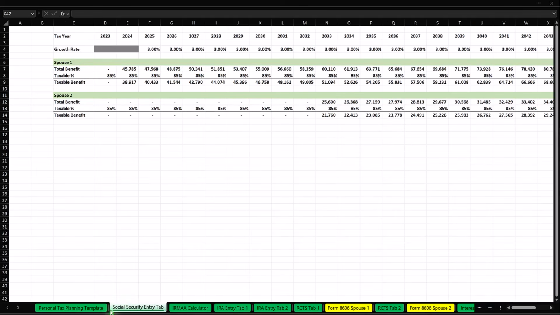So hopping back over to the personal tax planning template, here is the Social Security entry tab. If you were collecting in 2025, or if you are starting to collect in 2026, then you would have a projected or actual benefit entered right here. If, on the other hand, you have not started collecting in 2025 or 2026, you would enter your projected benefit for the year in which you expect to start collecting. In this example, we have spouse number 2 starting to collect in 2033, and then the cost of living adjusted expected benefit would be projected out into the future, out to life expectancy.